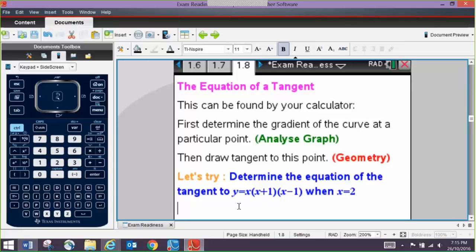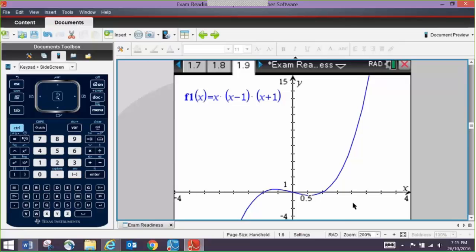It says that it limits some of the features, but it doesn't switch them all off completely. So I've got a function here, y equals (x plus 1)(x minus 2), and I'd like to find the equation of the tangent at x equals 2. I've just chosen a cubic, but it could be any function. So I've saved a little bit of time here and graphed that already.